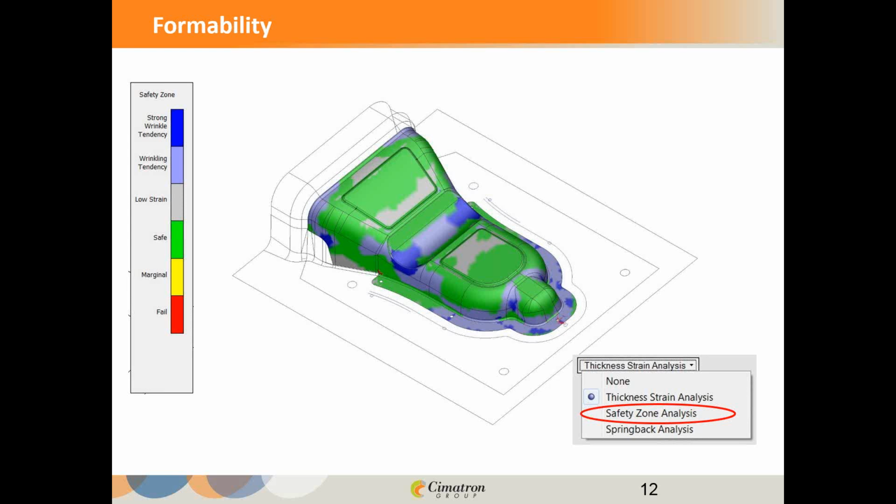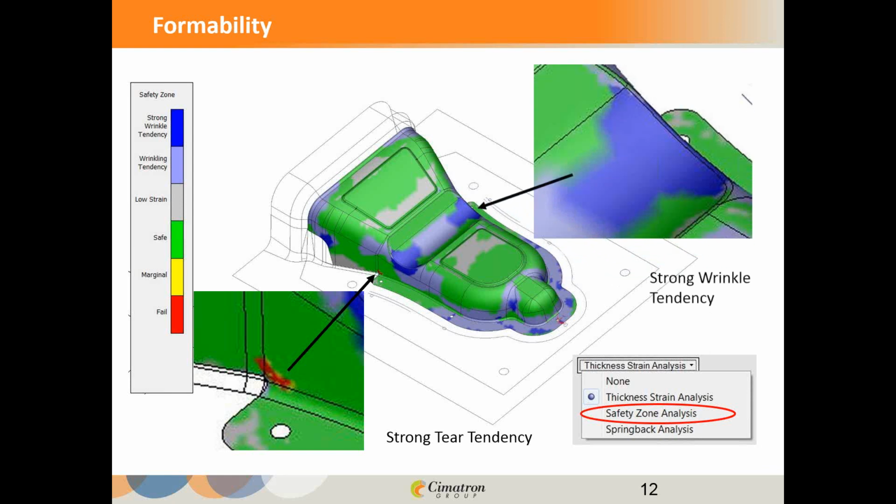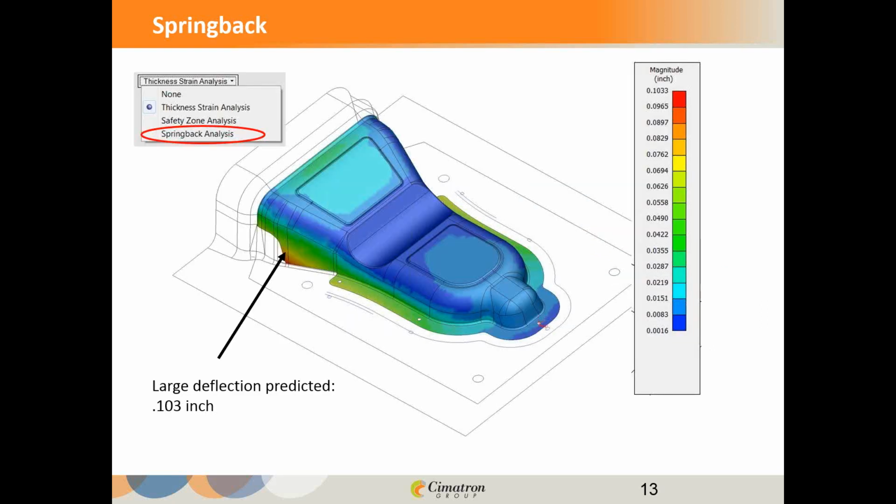So here's the safety zone analysis, as you can see it diagrammed. Looking at that trouble area, sure enough, like expected, there's a strong tear tendency. Most likely that's going to fail in that area. Whereas in other areas, there's a very strong wrinkle tendency. The problem also exists in that they're very close together on the part geometry. And then looking at the springback, run this analysis, we find that it anticipates the trouble area to be about 103 thousandths out of springback.